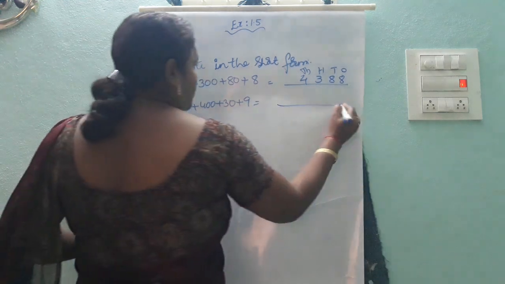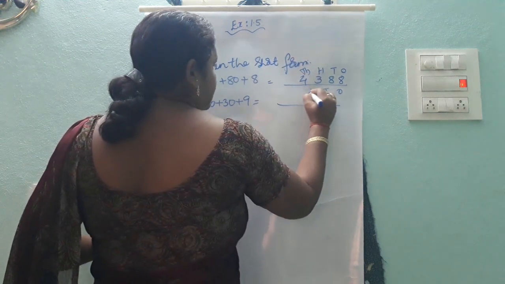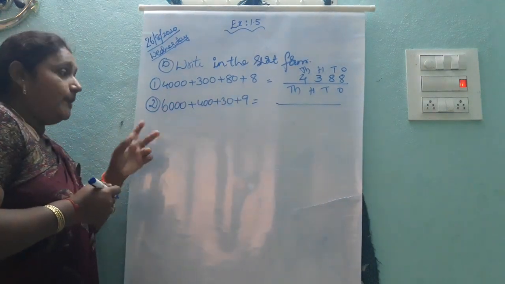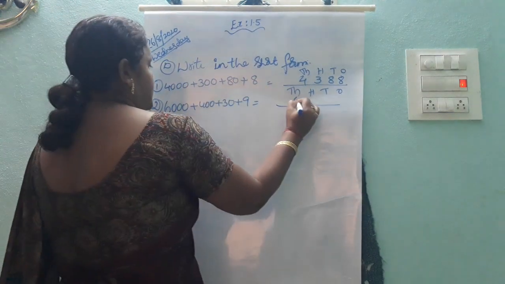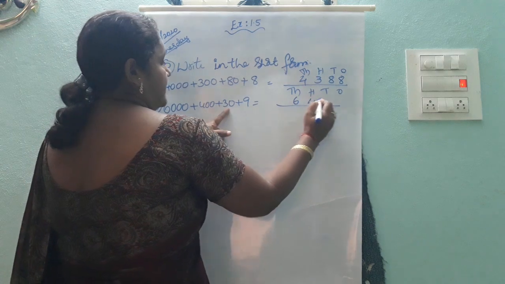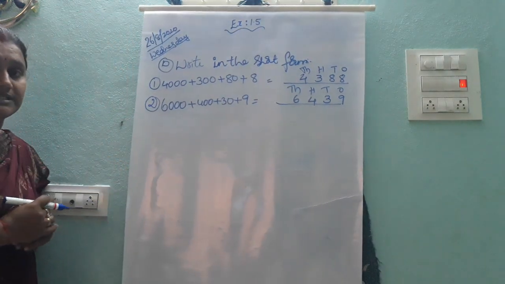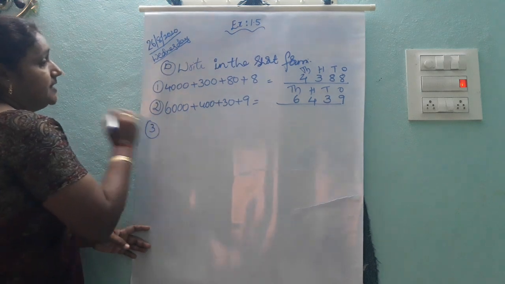Secondly, 6 thousands, 4 hundreds, 3 tens, and 30 plus 9. How many thousands are there? 6 thousands. How many hundreds are there? 4 hundreds. How many tens are there? 3 tens. How many ones are there? 9 ones. See the third one, children.